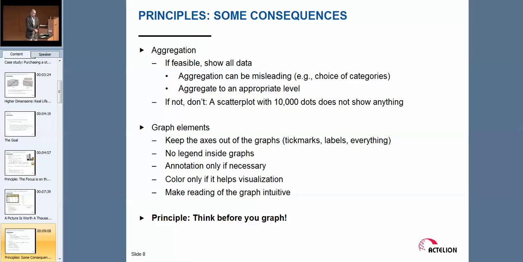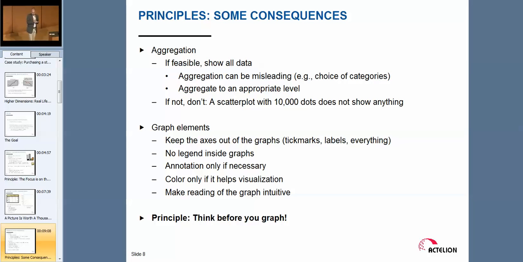Okay, some of the consequences of the principles I introduced beforehand is that we should aggregate only if really necessary. If there's little data available, it should be shown in its entirety if possible. Aggregation can lead to misleading interpretation. For example, if we use histograms, depending on how we choose the different categories, you get to see different histograms. That might already be a different interpretation.